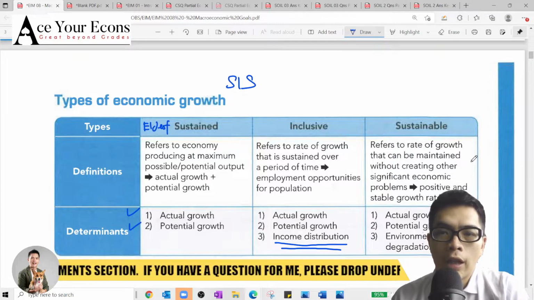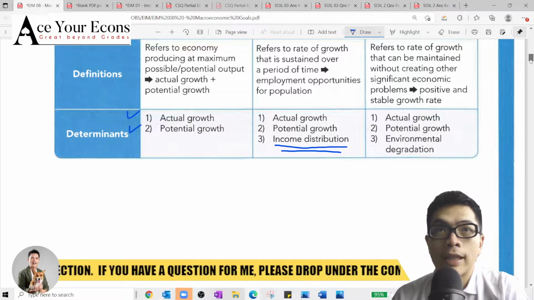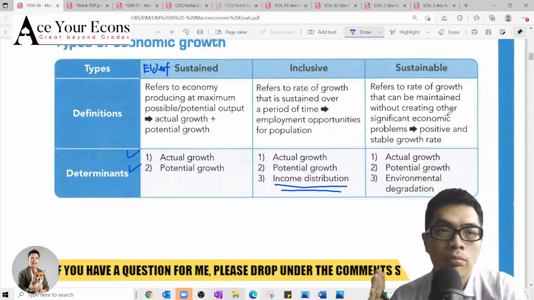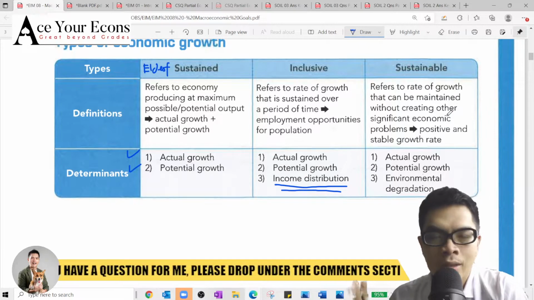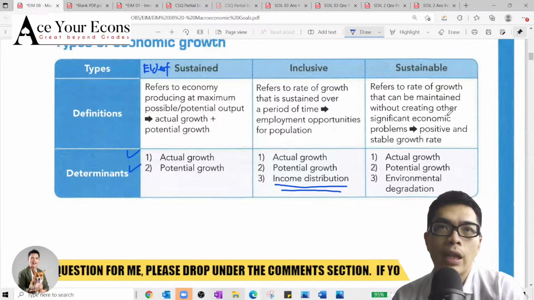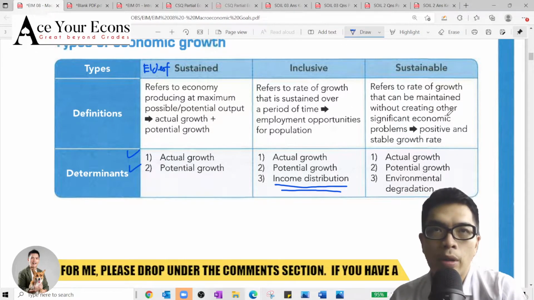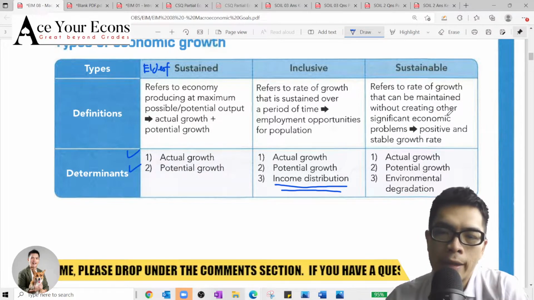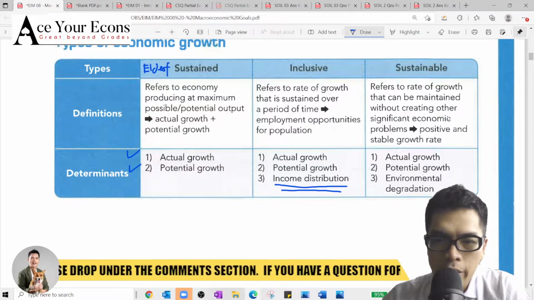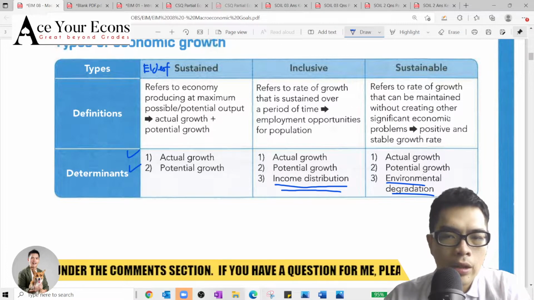Alright, so the last part is about sustainable growth. A lot of students actually get sustainable growth mixed up with sustained growth. This is what happens when you blindly memorize. So for sustainable and sustained, like I've said, sustained is the elder sister. Sustainable will have one more element. The element that we'll be concerned about is environmental degradation.